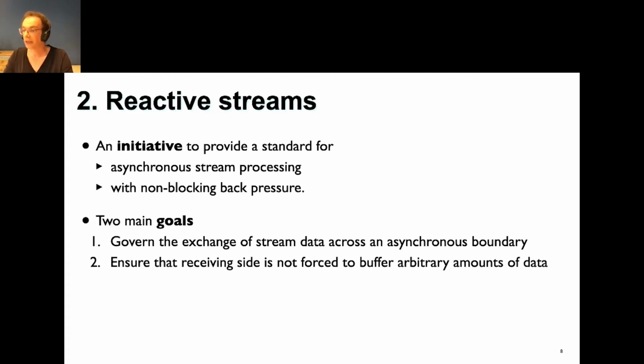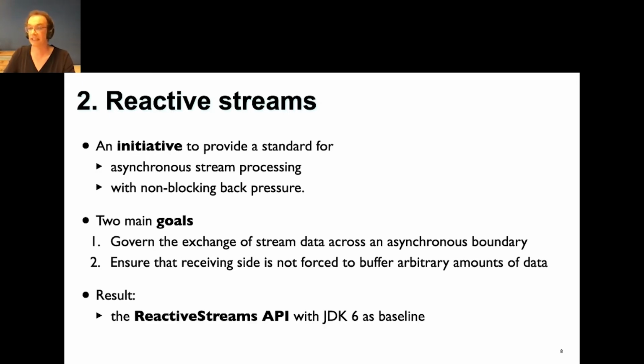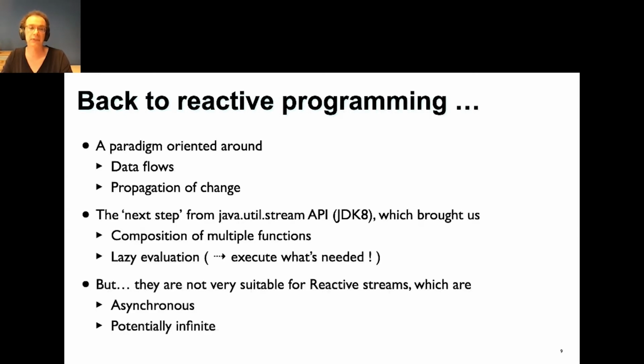This second goal is the back pressure idea, and it's an integral part of the model. It allows the queues which mediate the data between threads to be bounded, right? So that we don't have infinite data. An example of an asynchronous boundary could be passing elements to another thread or another thread pool. And the result of this initiative is the Reactive Streams API. It has Java 6 as a baseline because it was started in 2013. It's really old, right?